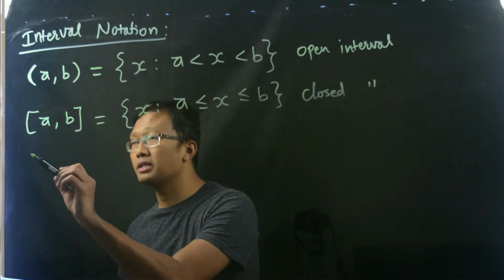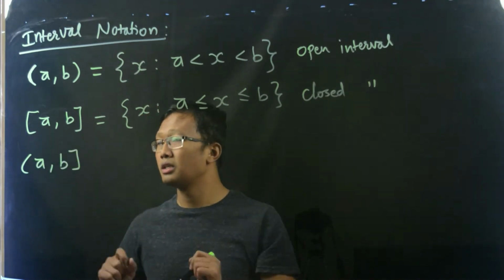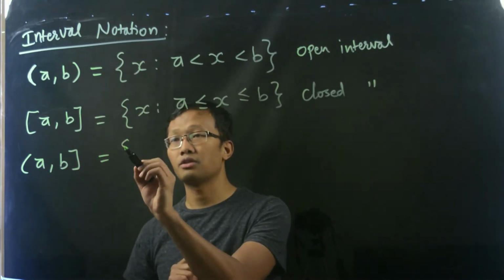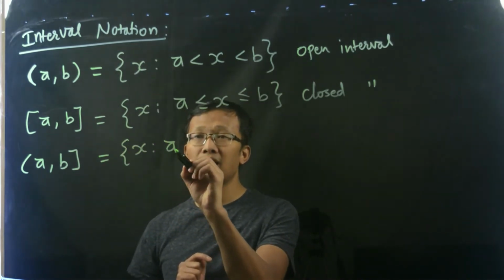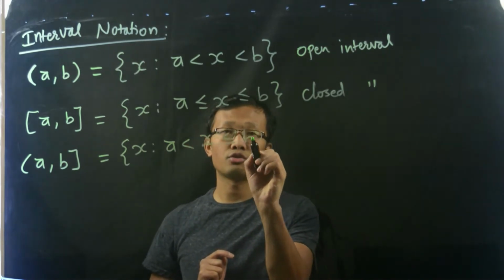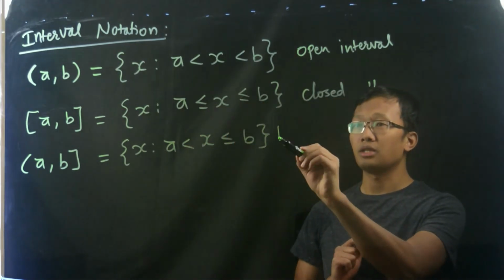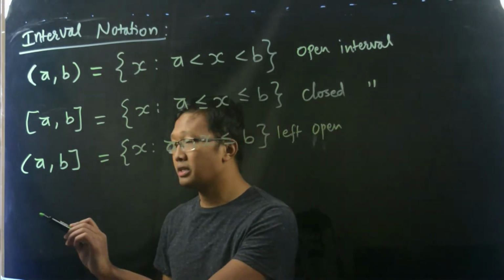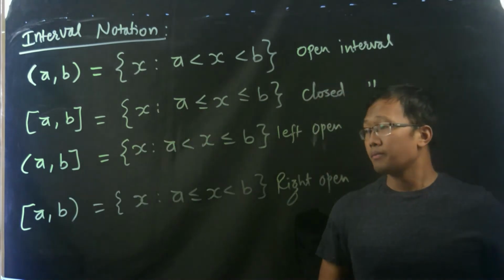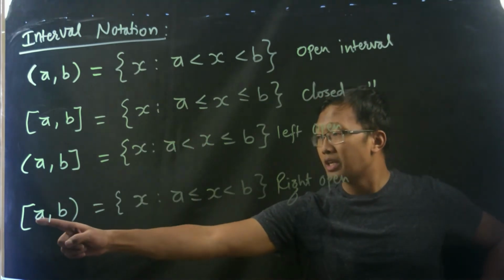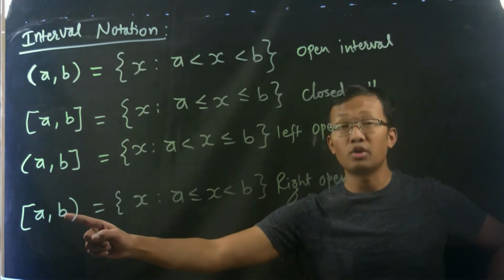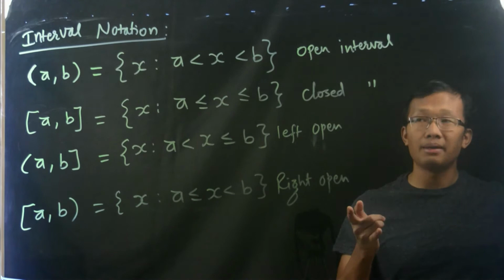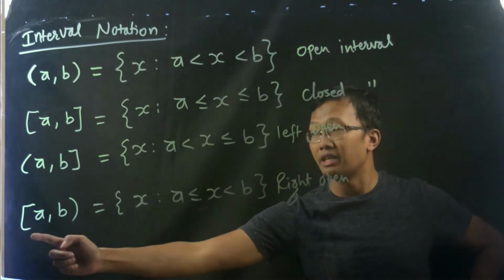The third one is left open. Here the left endpoint is not included, whereas the right endpoint is included. So the description would be a is less than x is less than or equal to b. This is left open, since the left side is open. And the fourth one is right open. Here the left endpoint is included, however the right endpoint is not included. These two sets can also be named right closed or left closed.